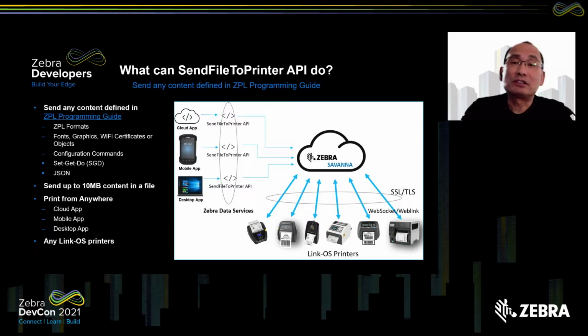As for the requirements for the printers to use this API, the printer has to be a Link-OS printer, because only Link-OS printers have web sockets implemented in their firmware. So only those printers have the capability to connect to the cloud through the WebLink web socket.